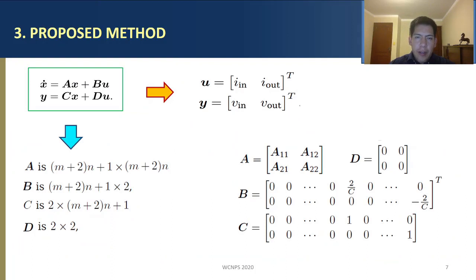We present the generic state space formulation of the frequency-dependent lumped parameter model, which is composed of matrices A, B, C, and D. Details about each matrix can be found in our paper. The objective of our work was to present the generic state space representation of this model. As a result, we have as inputs the current at the input terminal and the current at the output terminal, and we expect from this model the voltages at the receiving and sending terminals of the transmission line.